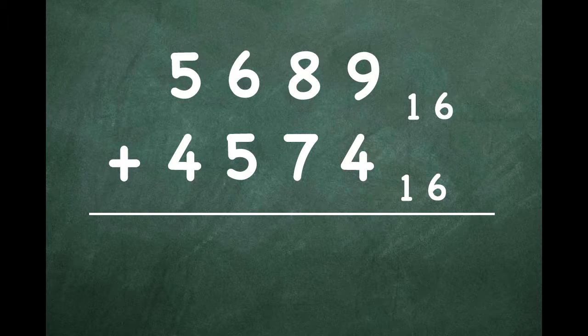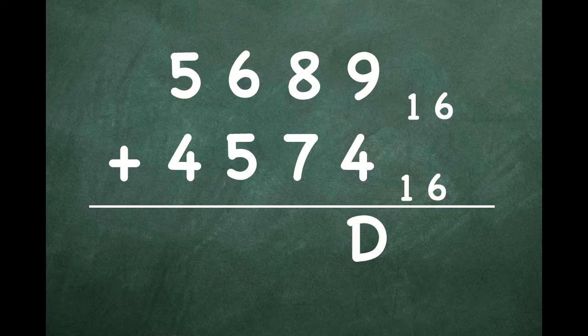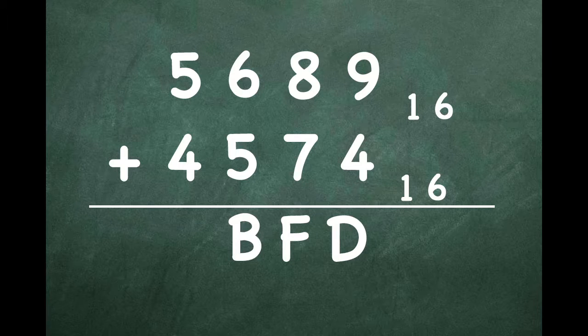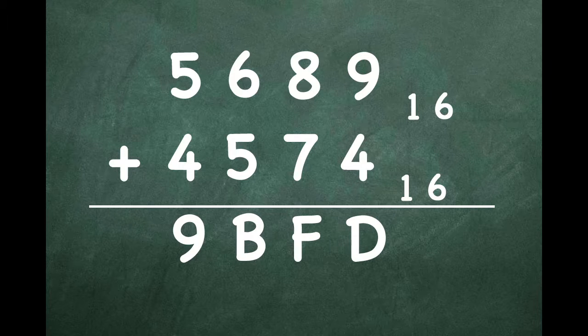Let's add 5689 base 16 and 4574 base 16. We begin with adding each digit from right to left. 9 and 4 have a sum of 13, which is written as D in base 16. 8 and 7 have a sum of 15, which is written as F. 6 and 5 have a sum of 11, which is written as B. 5 and 4 have a sum of 9. The final answer is 9BFD base 16.